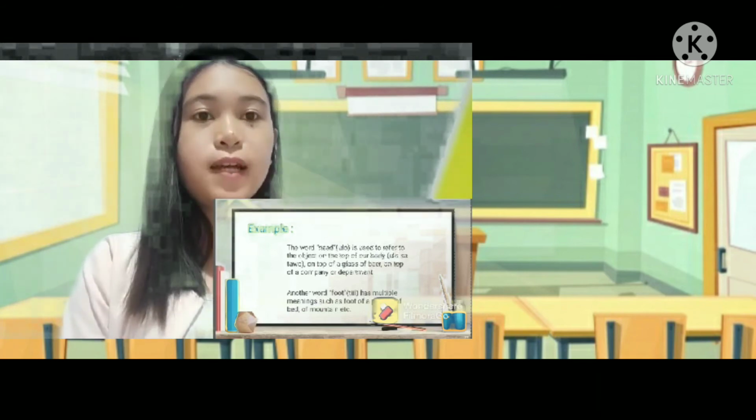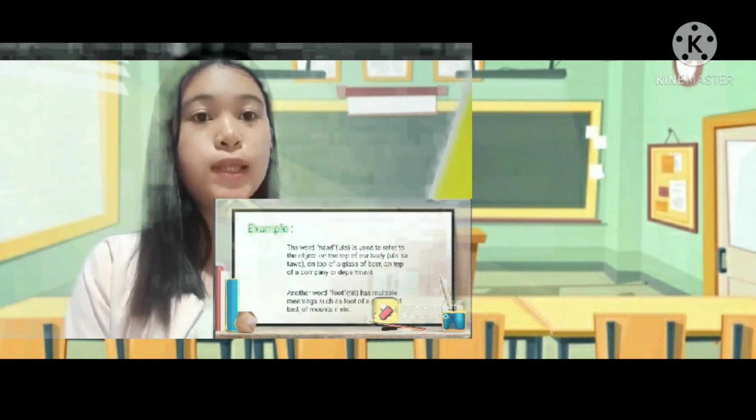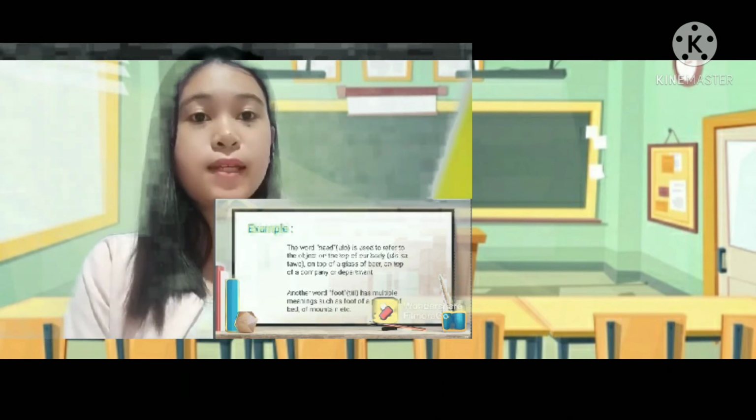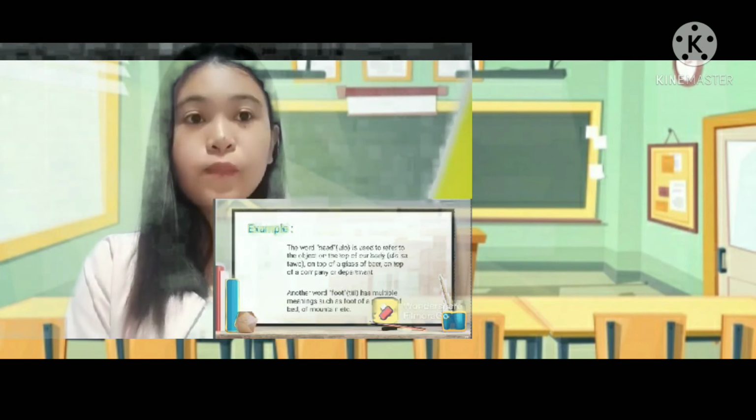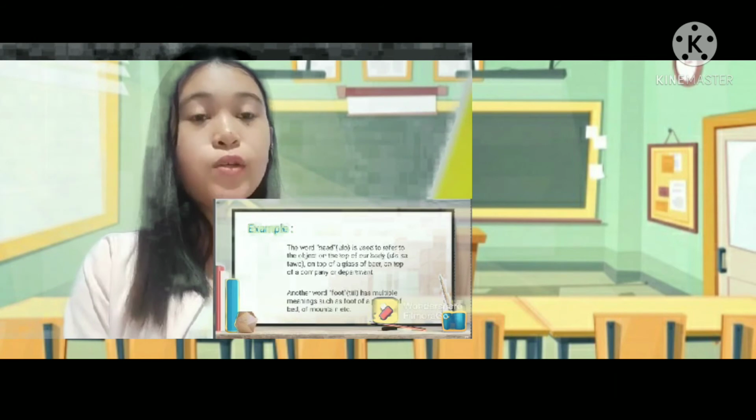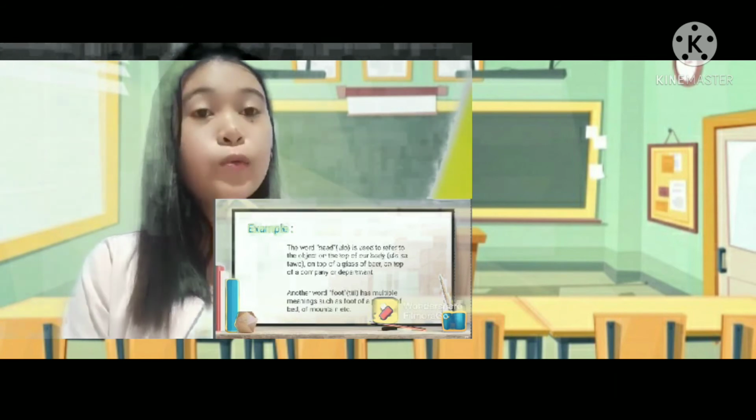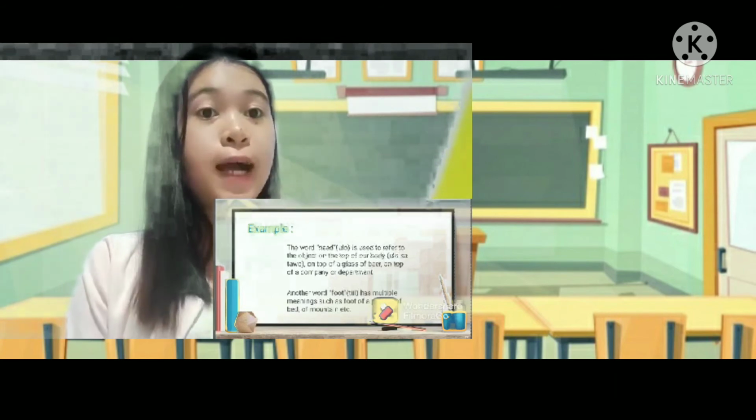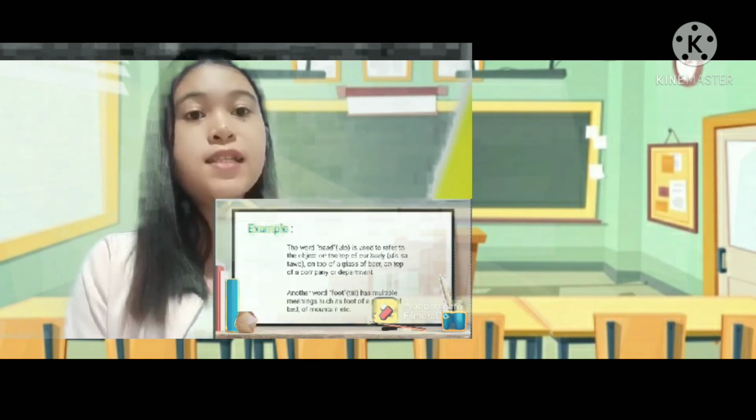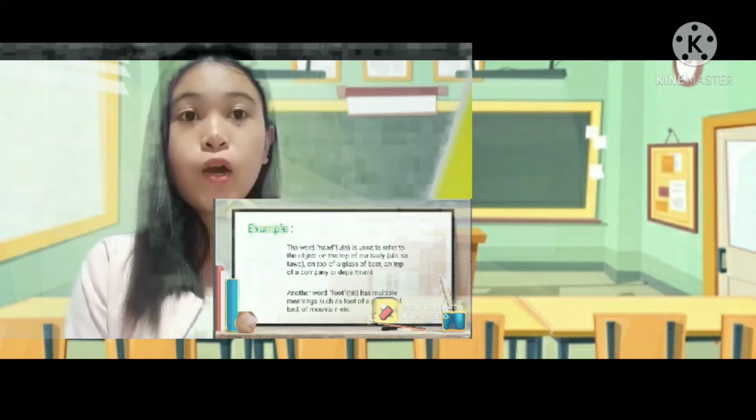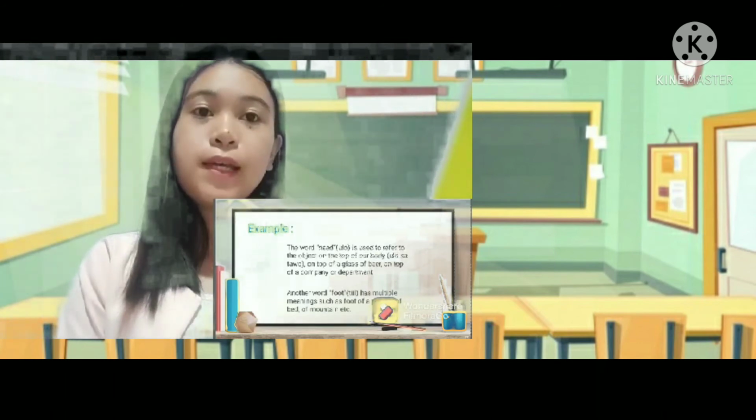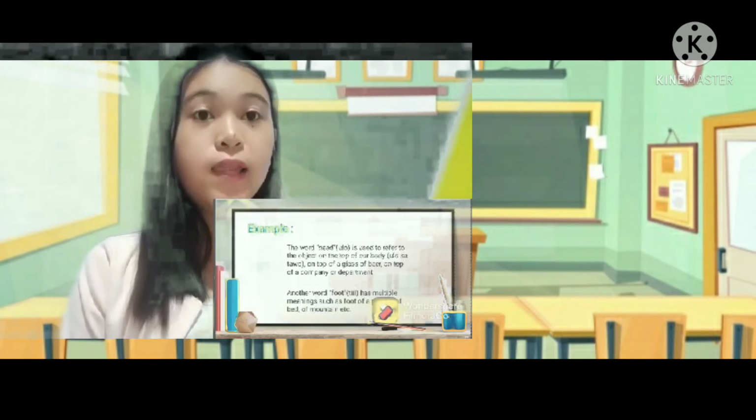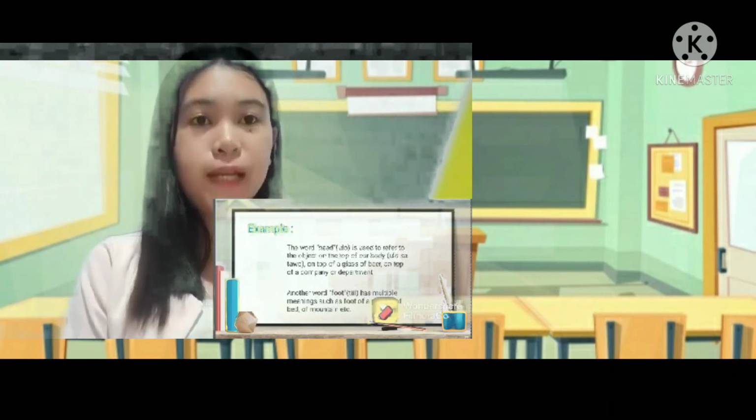Next, another word is foot, or tiil. It has multiple meanings such as foot of a person, foot of a bed, foot of a mountain. So the word foot is only one word, but it has multiple meanings such as foot of a person, foot of the bed, and foot of the mountain. So remember that a polysemy is only one word that has multiple meanings.